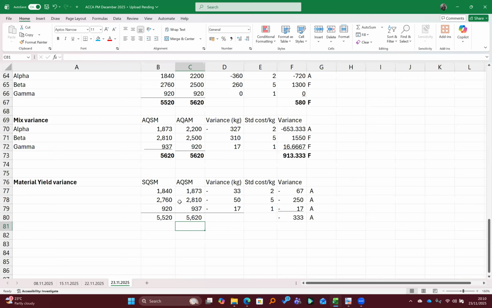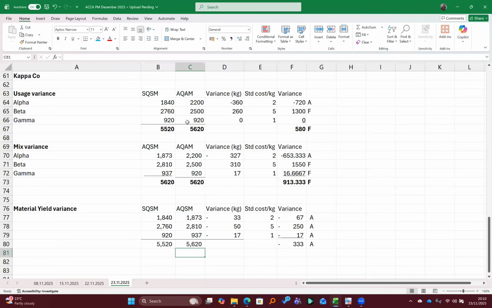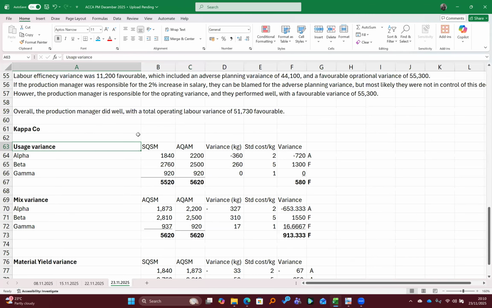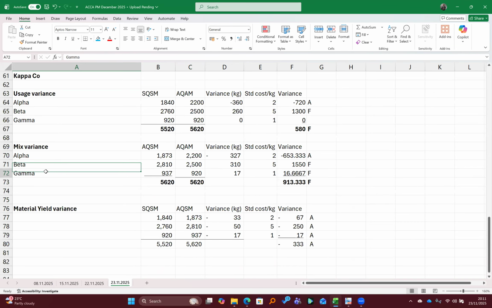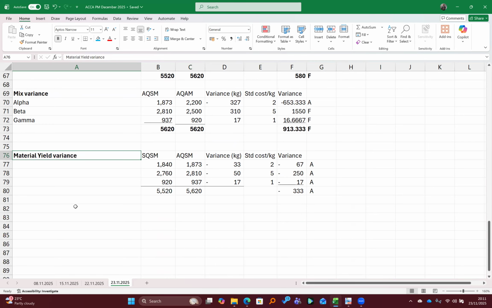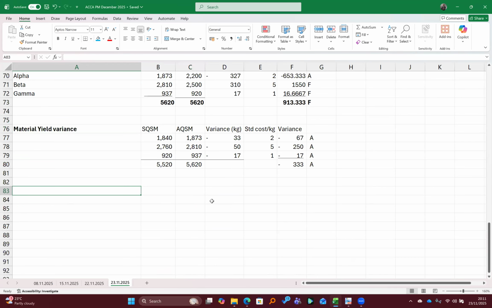So this is the material. So for materials, we have usage. Also, we have price variances for material. But when you have more than one input, then you can also have mix variance and also yield variance.